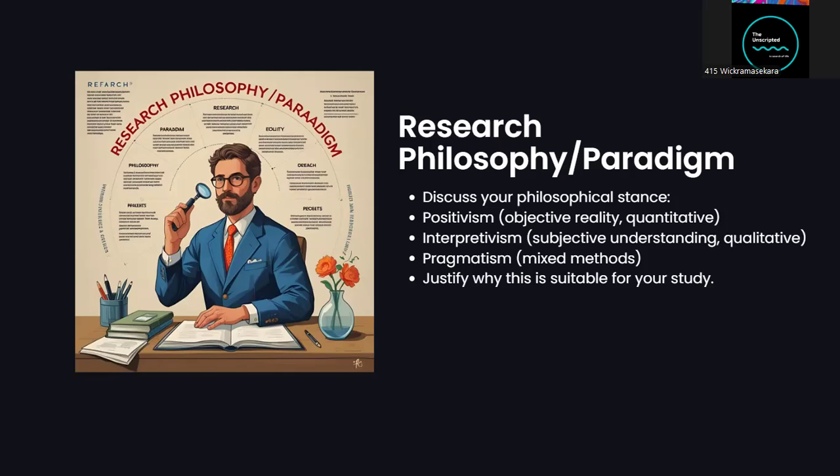the present research has employed the interpretivism research philosophy. So likewise, you have to give what you have chosen and why you chose it, right? You have to give justifications as to why you have chosen the research philosophy that you have chosen for your study. That is how you should write each and every aspect under the research methodology chapter, right?